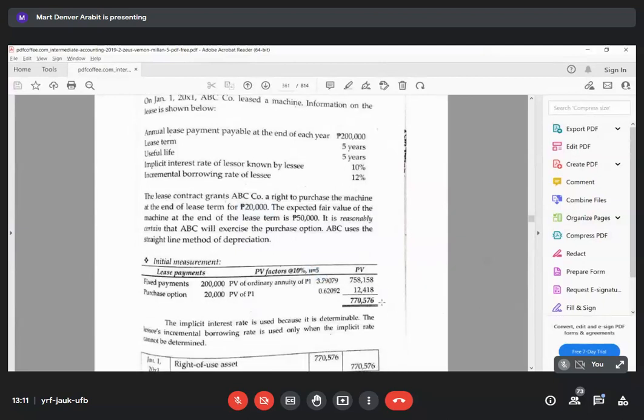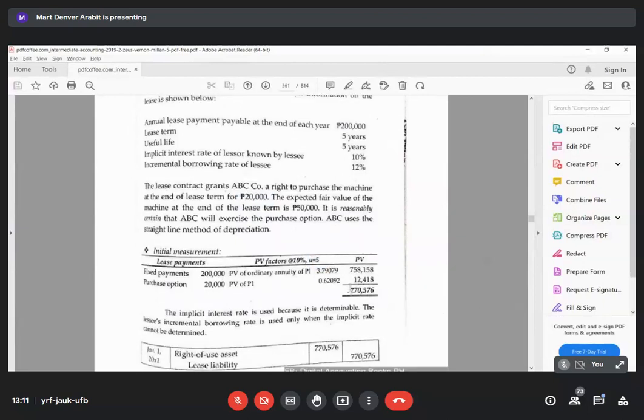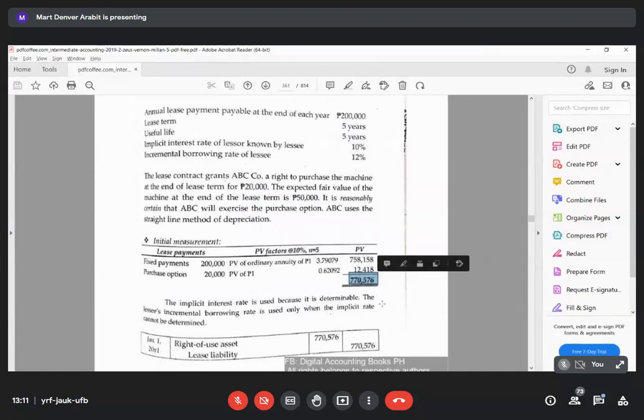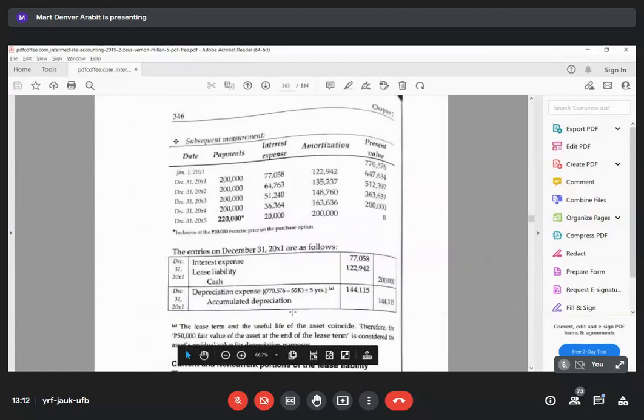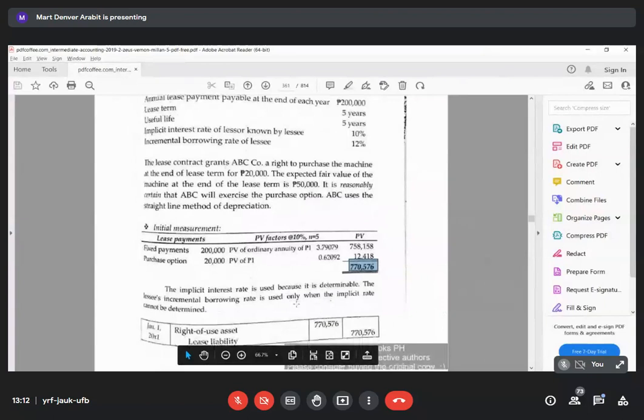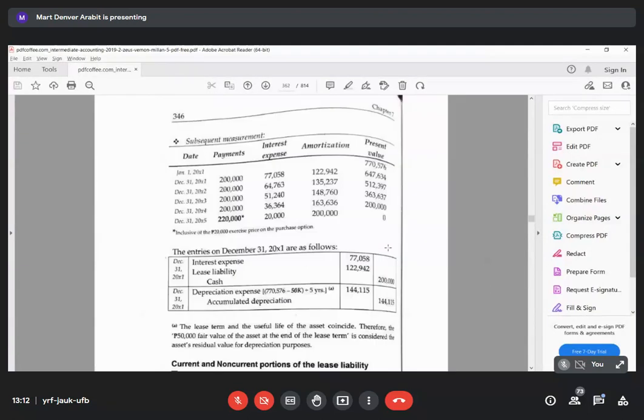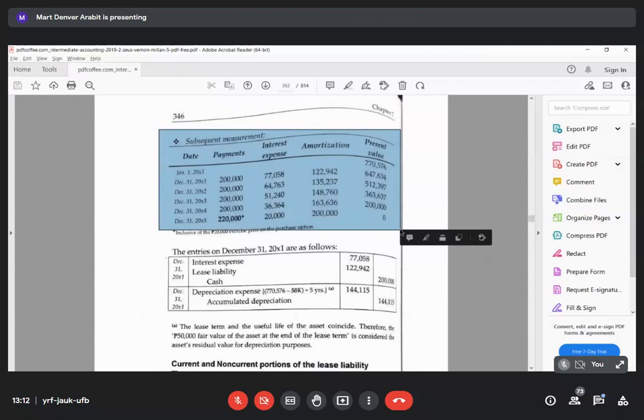So, ito na siya. Ito na yung present value niya. Okay, so the entry to recognize the ROU is debit to ROU and credit to lease liability at the same amount. So, ito yung amortization table natin. And for the first year, ito yung enter natin.